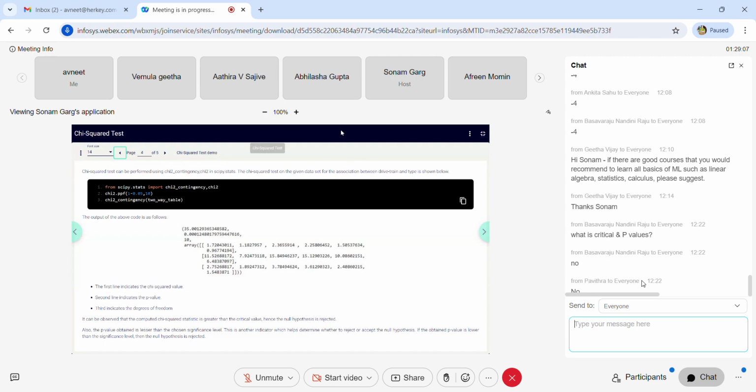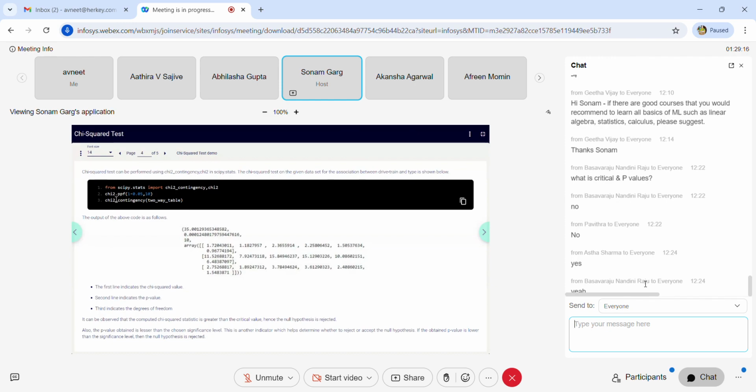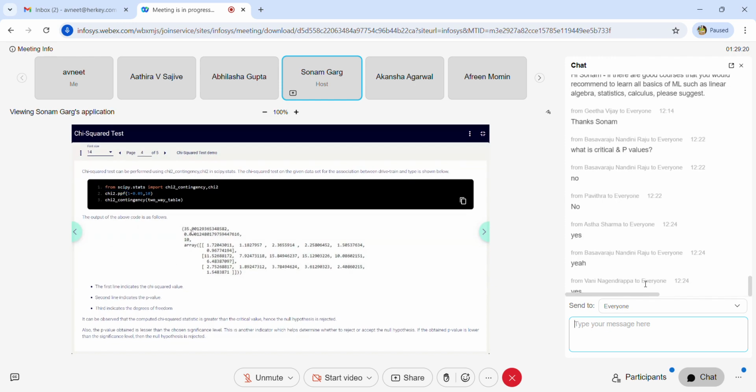I hope the screen is visible. I have come to the chi-square page. In the previous topic, that is association analysis, you'll find this page. And this is how you find this statistic. Now let's focus only on this. The first line is the chi-square statistic value. This is what we called the chi-square statistic.